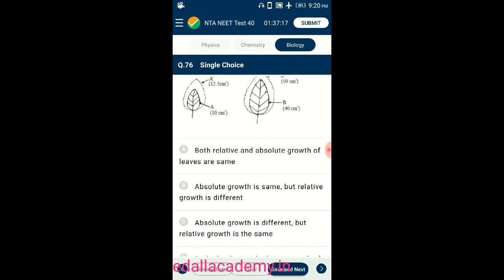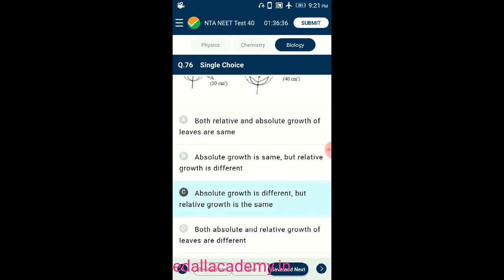Here the absolute growth of leaf A to A' is 2.5 centimeter square, whereas that of leaf B to B' is 10 centimeter square. Hence the absolute growth is different. Since 2.5 is 25% of 10, there is a 25% increase in growth in leaf A, and in leaf B, 10 is 25% of 40. So there is also a 25% increase in growth. Hence the relative growth of the two leaves is the same, that is 25%. So the answer for this question is option C. Absolute growth is different but the relative growth is the same.